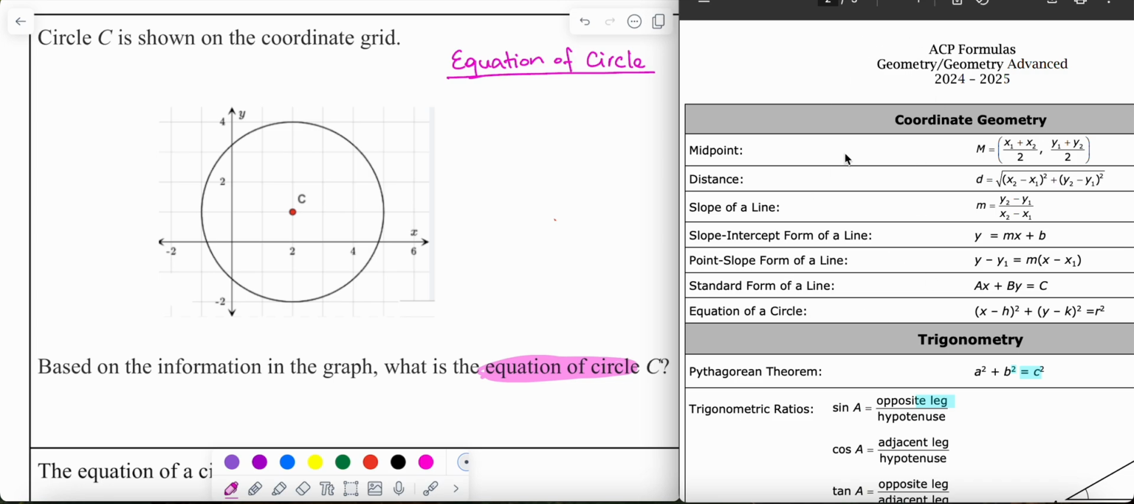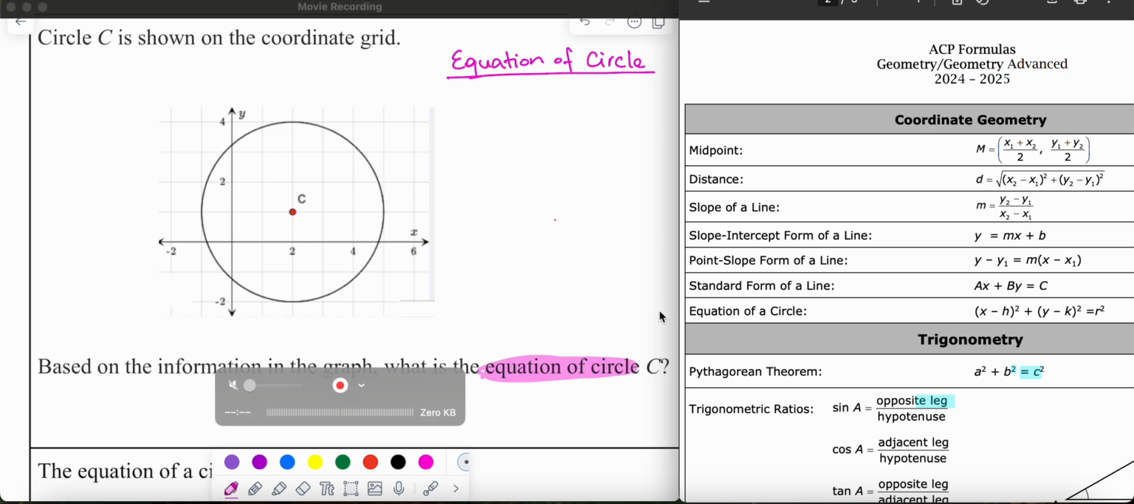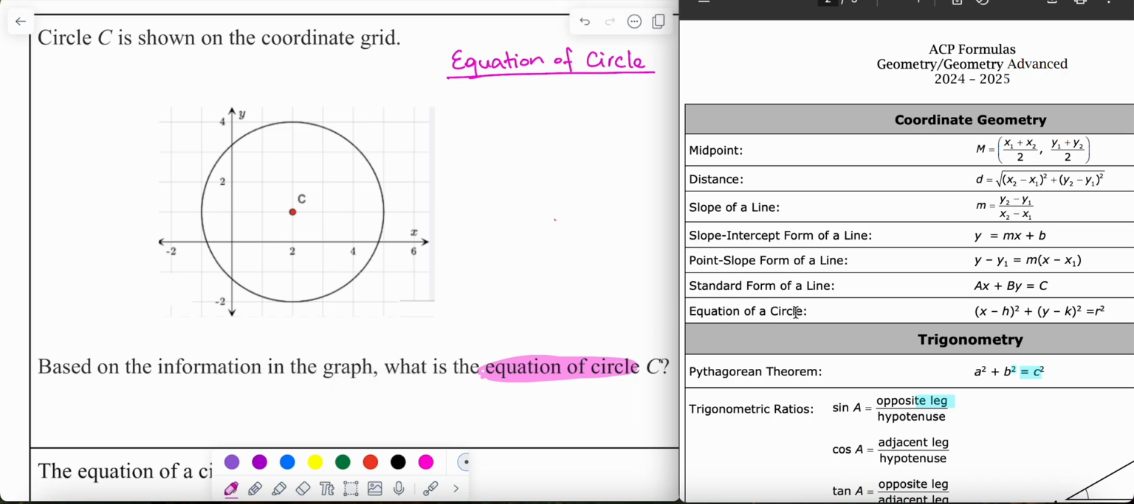If you go to your formula sheet, right here, you will notice where it says equation of a circle. This is the equation of a circle that we are going to be using to create our equation. So we're going to copy that on our page: (x minus h) squared plus (y minus k) squared equals r squared.